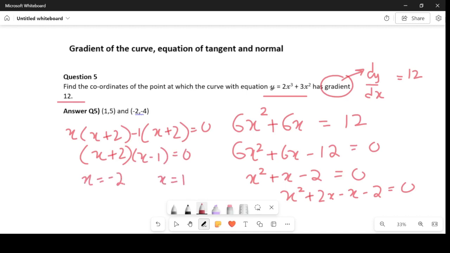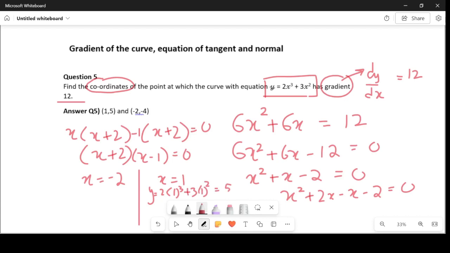Okay. Now we need the entire coordinates, not just the x value. So once you have the values of x, all you need to do is substitute it in the original equation and you would get the corresponding y. So this y would be 2 times 1 cubed plus 3 times 1 squared, that's 5. So the first coordinate that gives a gradient of 12 is (1, 5), and the other one would be minus 2.